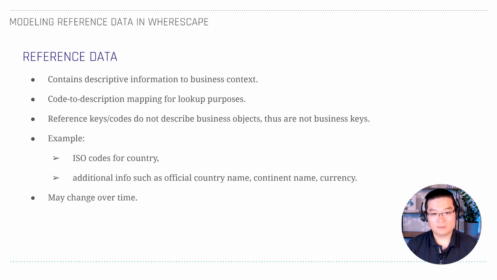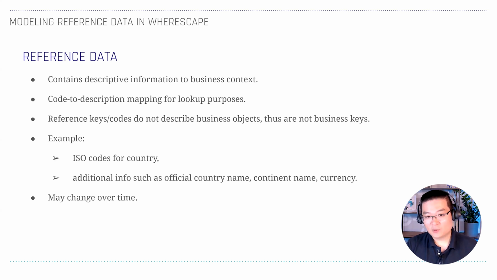So typically, this is a data object in the source systems that would offer code to description mapping for lookup purposes. And in such a data object or table, you would have a certain key or a code as the primary key, and we call this the reference key. These keys do not represent any business objects in modeling terms, right? So they are not business keys.